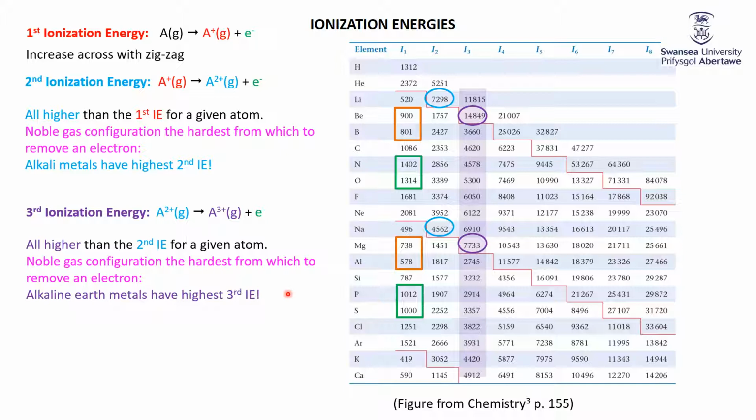So what we've done in this movie is we looked at 2 periodic properties and we have explained observed trends in terms of electron configurations. Electron configurations are a very powerful tool with which to explain observed properties of atoms. And now we're going to move on from considering just individual atoms to how atoms get together to make molecules and compounds.